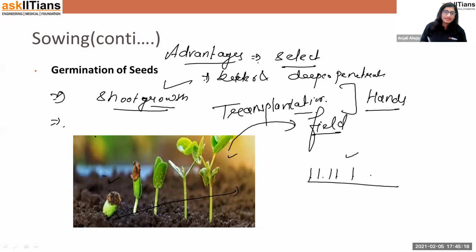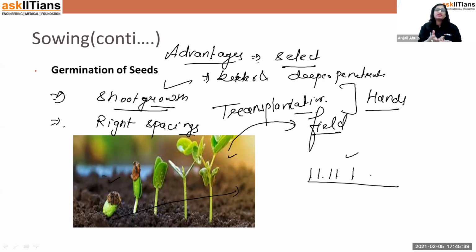And then you can say it allows a seedling to be transplanted at the right spacing, because we are doing it manually, so obviously we can put the right spacing. So these are the points you can explain. I suppose that is clear to you now. If you have any doubt, you can put it on the discussion board in your account and ask an expert on the Ask IITian website.